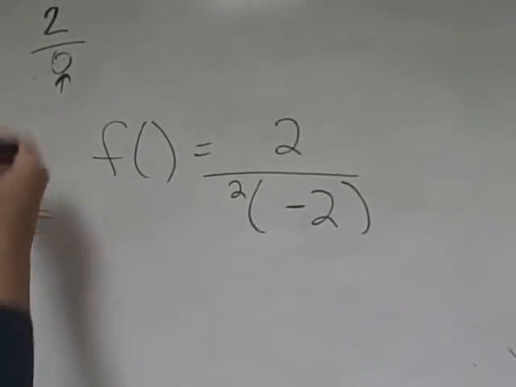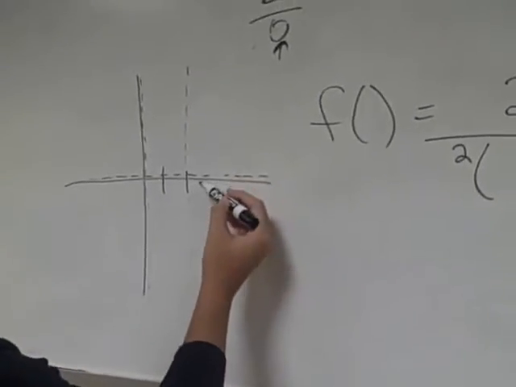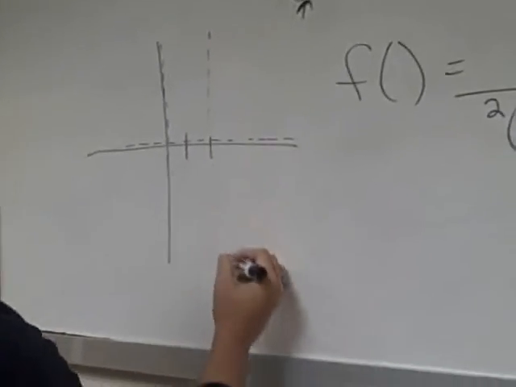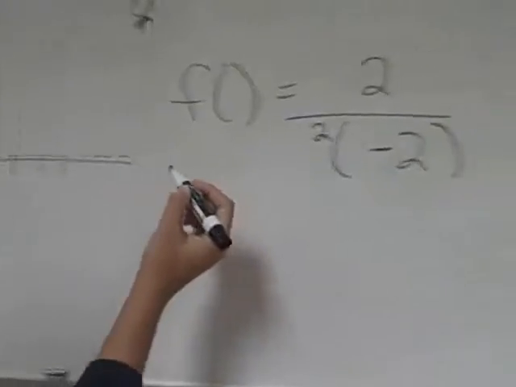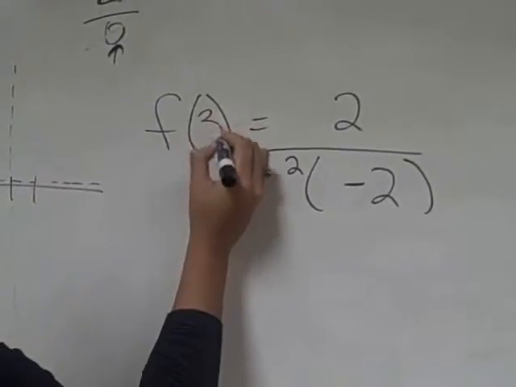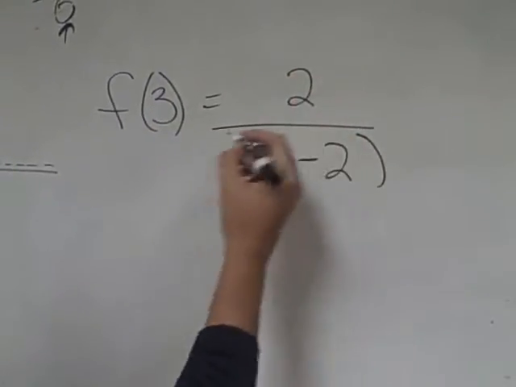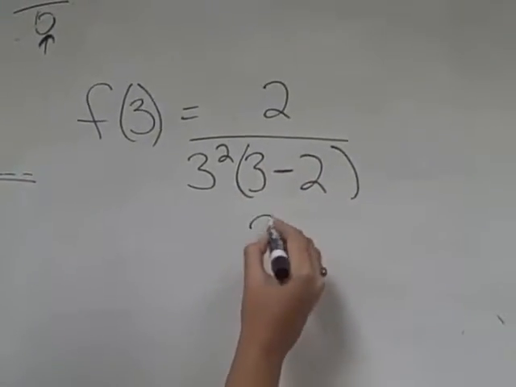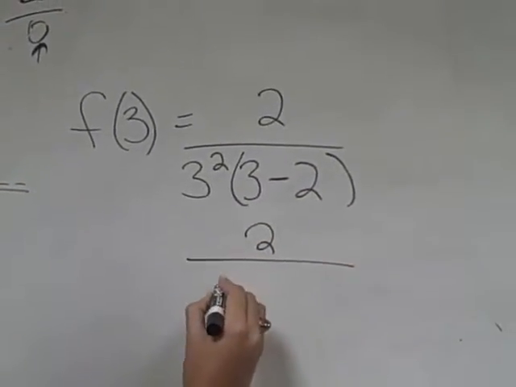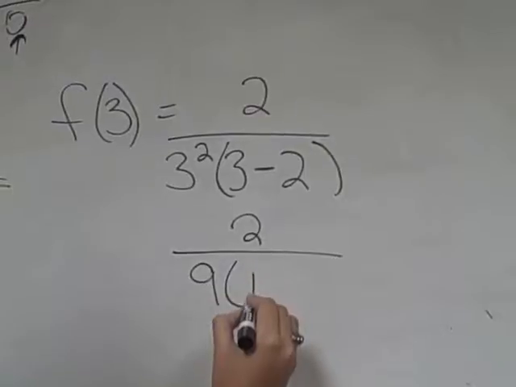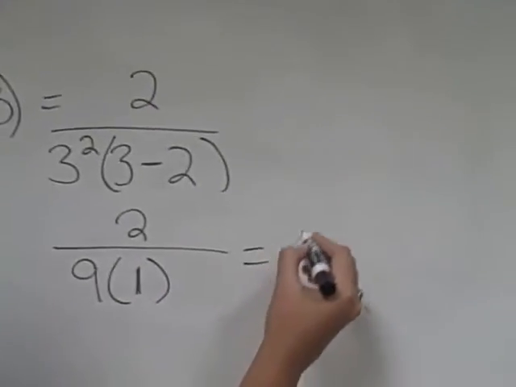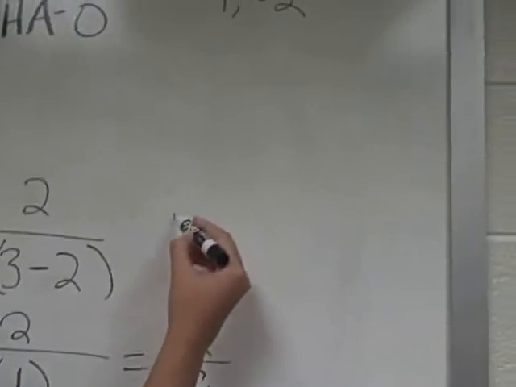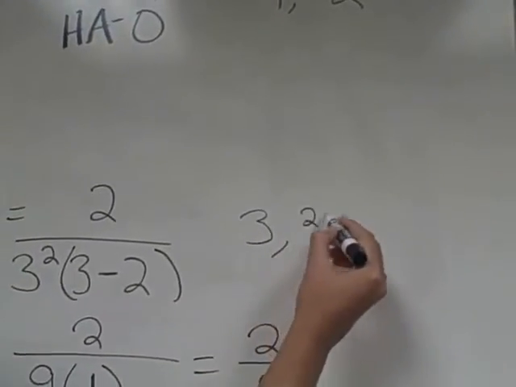And then you go through and look at this area and use numbers that are beyond this line right here. And since it is at 2, you could use 3 for an example. So we'll put 3 into the equation, so 2 over 3 squared times (3 minus 2). It'd be 2 over 9 times 1, which would equal 2 over 9. And another point would be (3, 2/9).